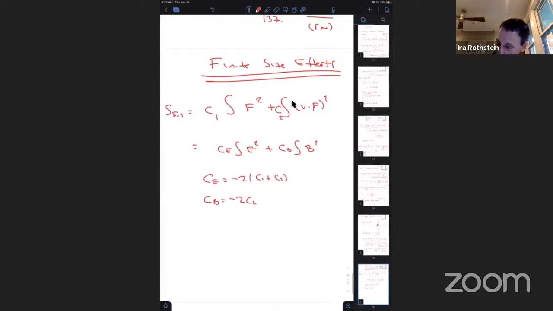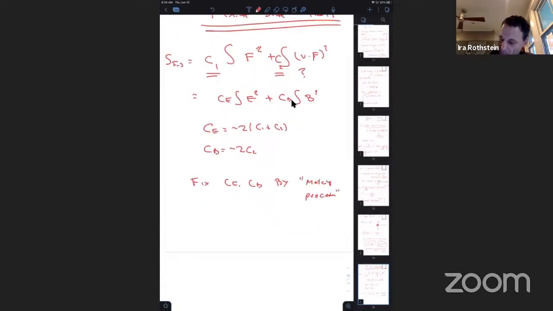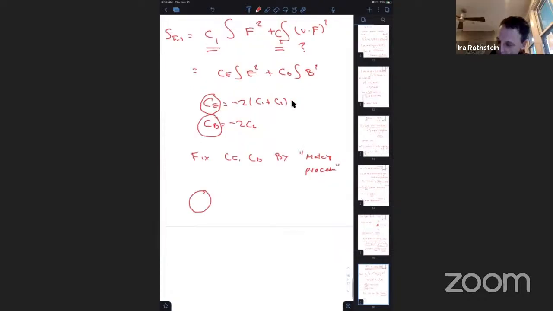Okay, so how would we fix these coefficients? These are some unknowns. Well, we'd have to do some matching procedure. So we fix C_E and C_B by what's known as a matching procedure. Okay, so how do we do that? Let's take an example. Suppose we had a spherical conducting shell, and we wanted to determine what are the values of C_E and C_B for that conducting shell.